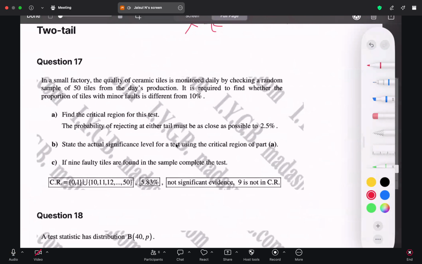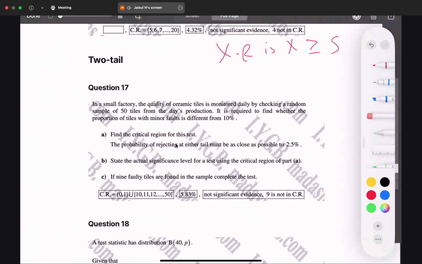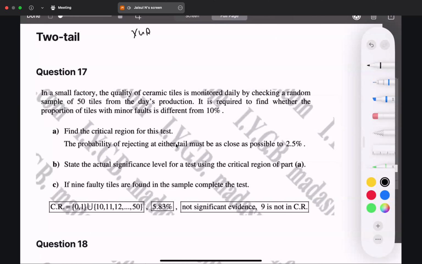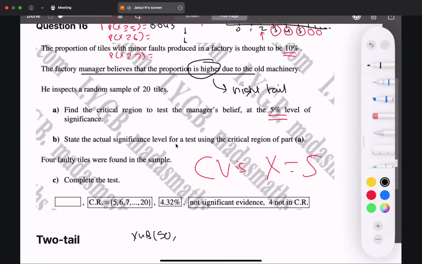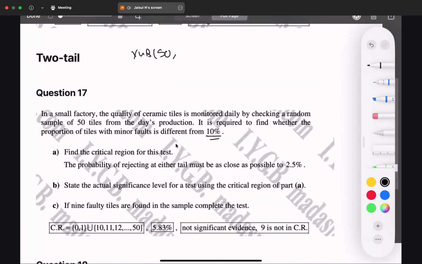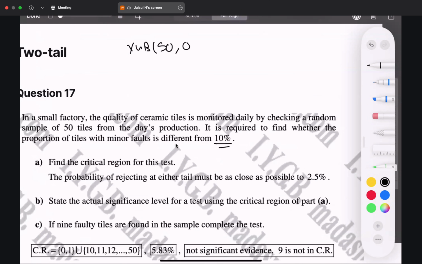Okay, so the critical value is the first one where we need to reject the null hypothesis. I'll do one two-tailed question before we stop. Wait, is that the same question? No, it's not. Oh, it's the same thing but the two-tailed version. Cool, so we have X with 50 tiles and p is 0.1. We've already done the right tail, but I'll show you how to do it on the left tail.